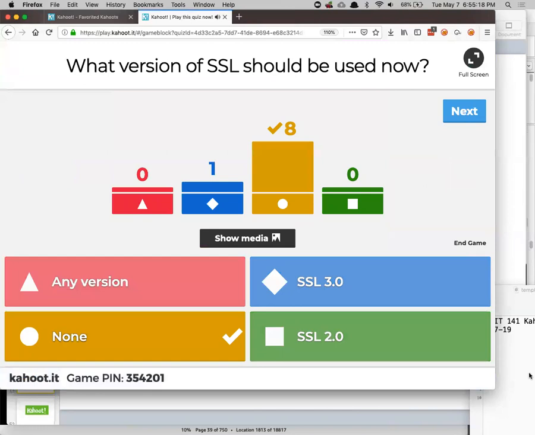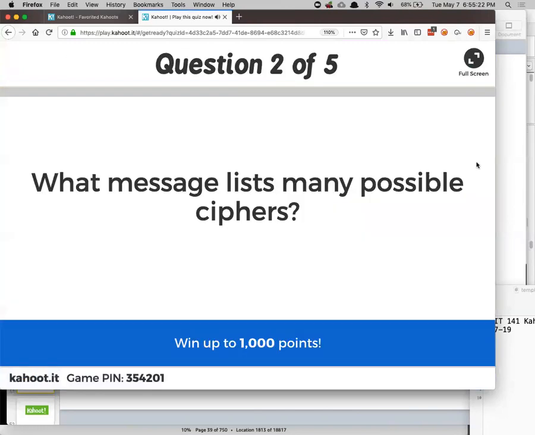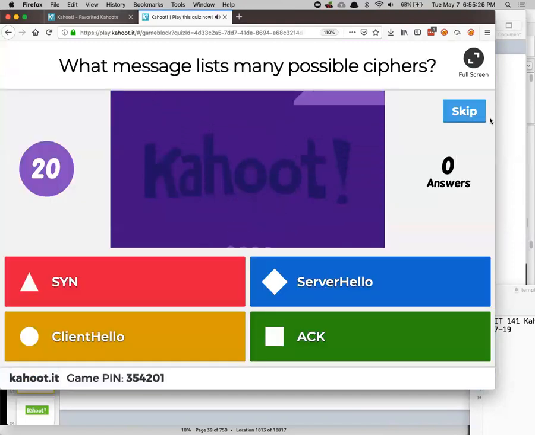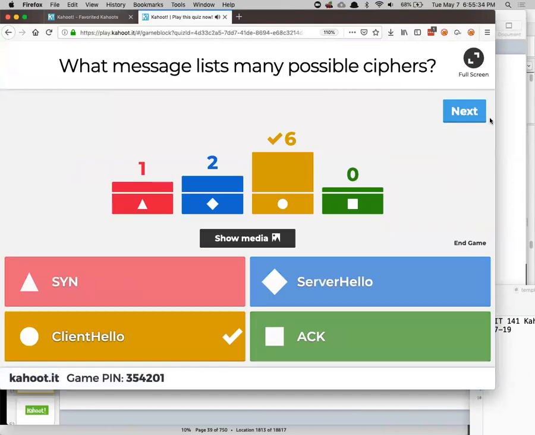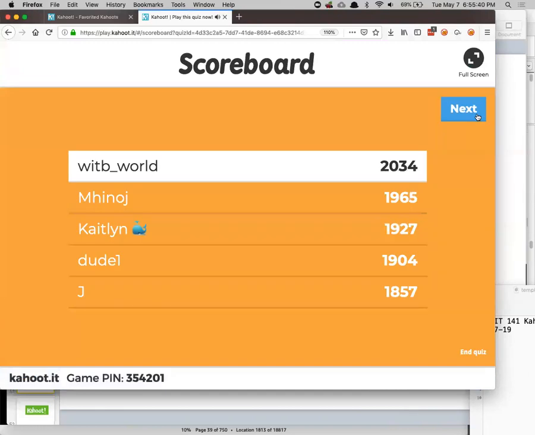Yep, none of them. All versions of SSL are long since broken and not to be used. Which message lists a bunch of ciphers? Okay, that's the client, which starts it out with the client hello, saying what they can handle. Which is a fundamental issue of TLS.